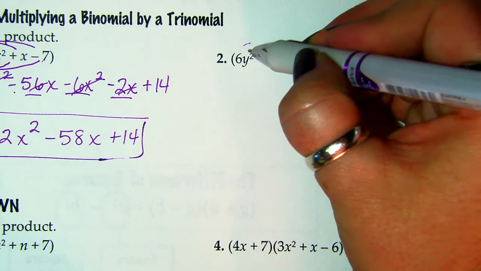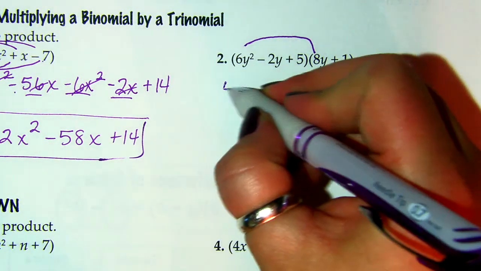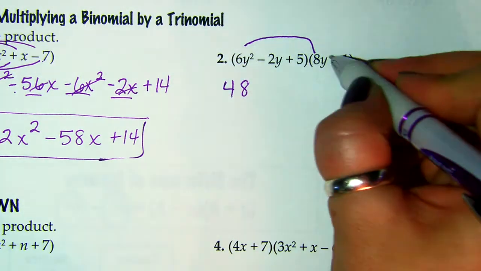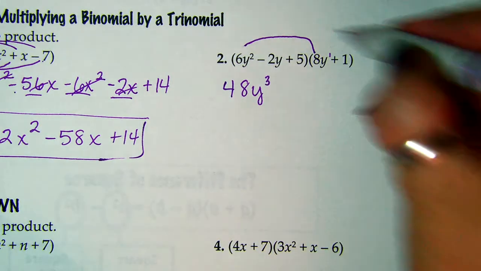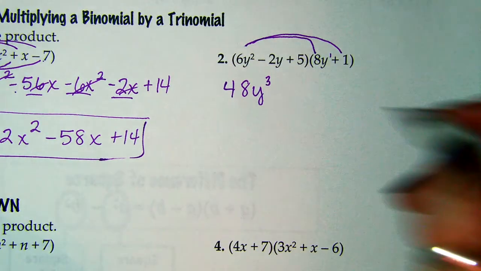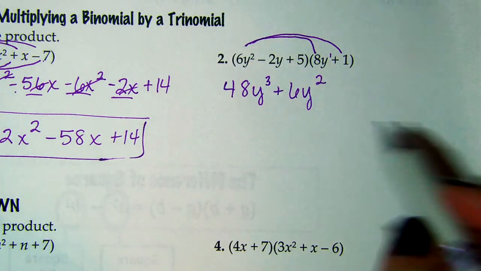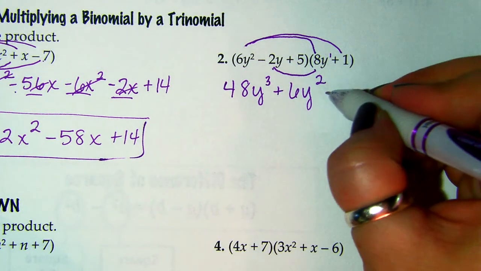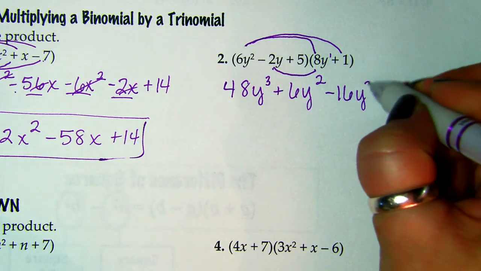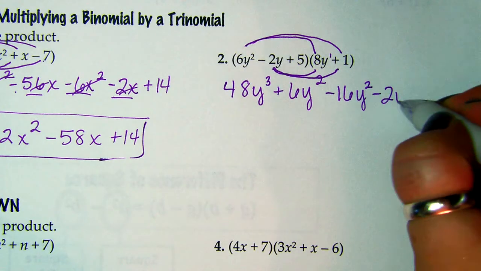So 6y times 8y. 6 times 8 is 48. And then the y's, we've got 2 plus 1, so that'd be to the third power. 6y squared times 1 is just 6y squared. So then we're going to move to the negative 2y. So negative 2y times 8y is negative 16y squared. Negative 2y times 1 is negative 2y.